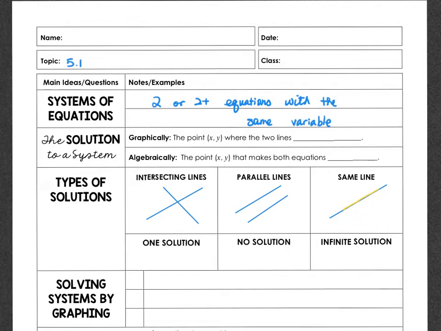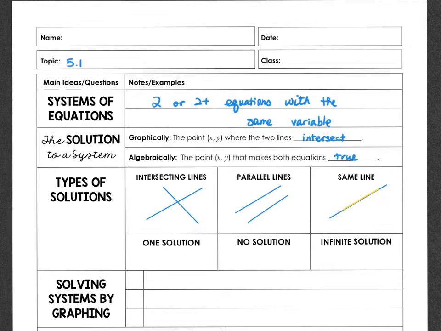Now, there are different ways to solve that, just like when we solve one equation. Remember, we first solved it with graphing, then we solved it with the algebraic method. Same thing here with systems of equations. The point x, y, where the two lines intersect, is where the solution is. Algebraically, that point where the lines intersect is the value that makes both equations true.